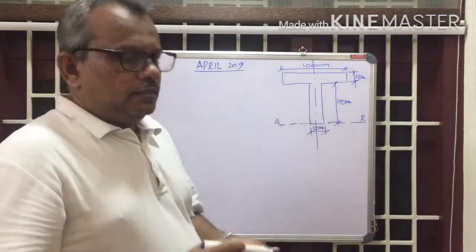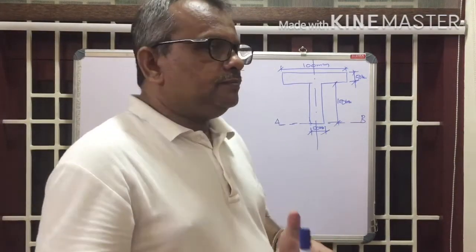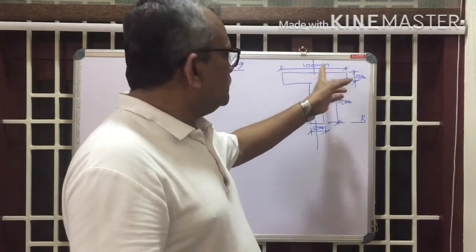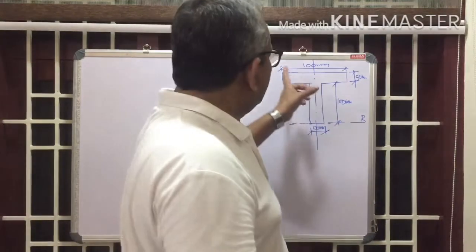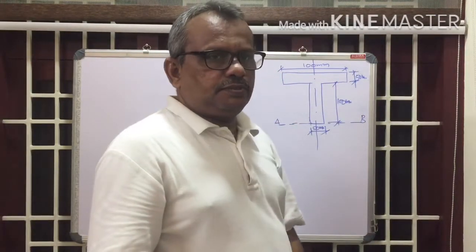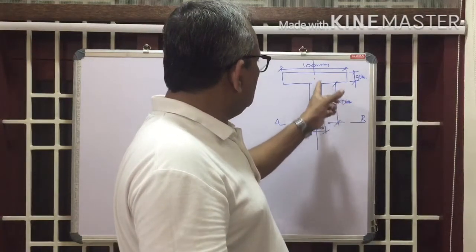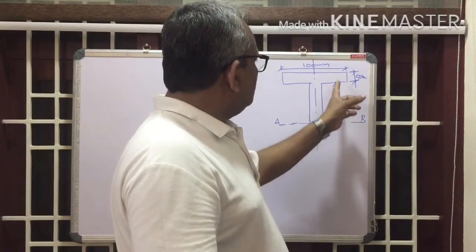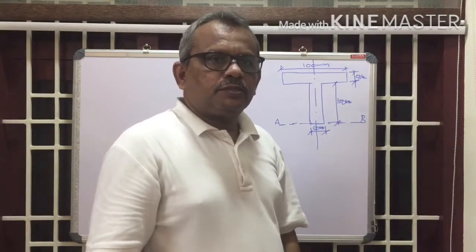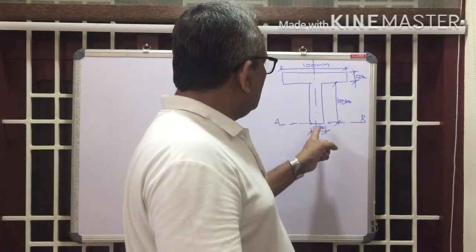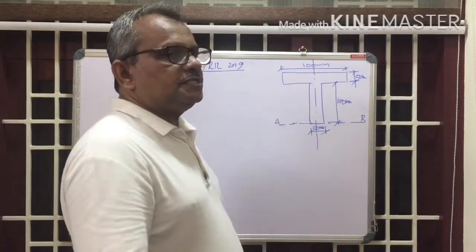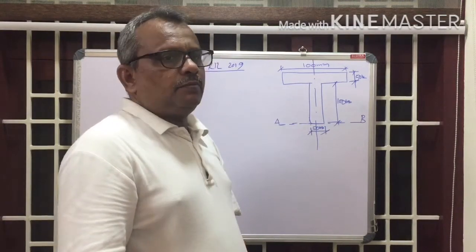So here a T-section is given, the dimensions are given. The top horizontal part is known as the flange, 100 mm wide and 50 mm thick or depth, and the vertical part is known as the web, W-E-B, of width 50 mm and height 100 mm. So the dimensions are 100 by 50 and 50 by 100. These are the dimensions given.